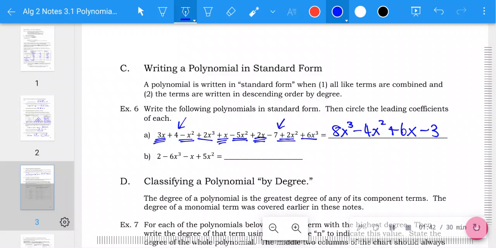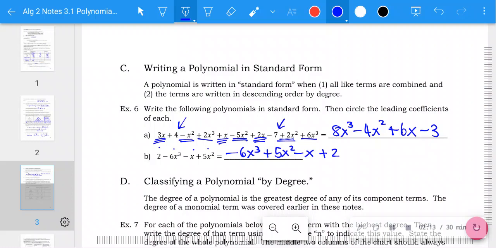Okay, we'll do the same thing on this next one. There's nothing that combines. We just have to put everything in the right order. Highest exponent first, which is the negative 6x cubed. That part's done. Then we go to the second power, which is positive 5x squared. That part's done. And we got two things left, the minus x and the plus 2, positive 2. So that's how you write stuff in standard form.